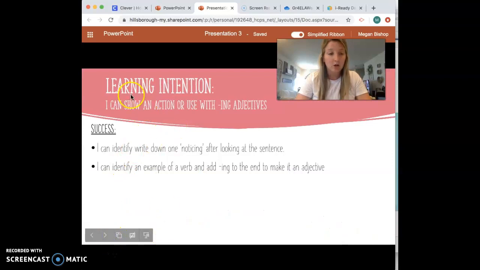Okay, so our learning intention for writing today: I can show an action or use with ing adjectives. I know that doesn't make a lot of sense right now. We're going to get into that in just a moment.